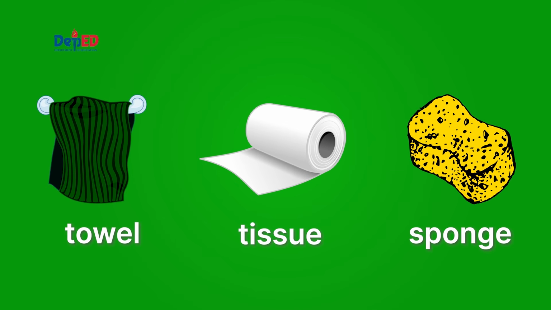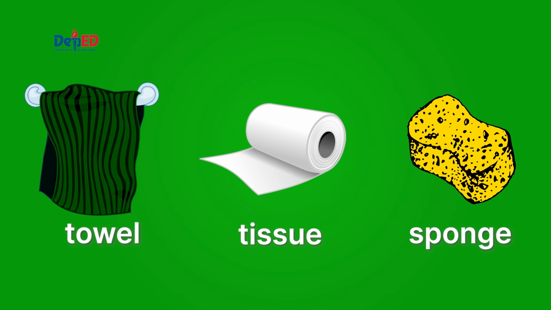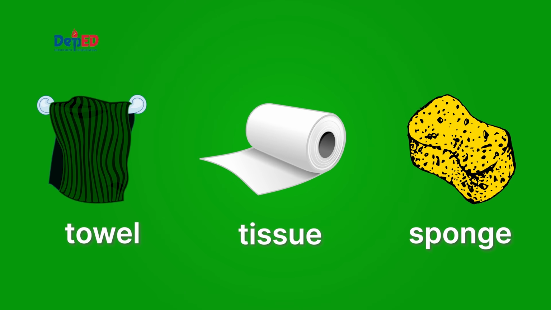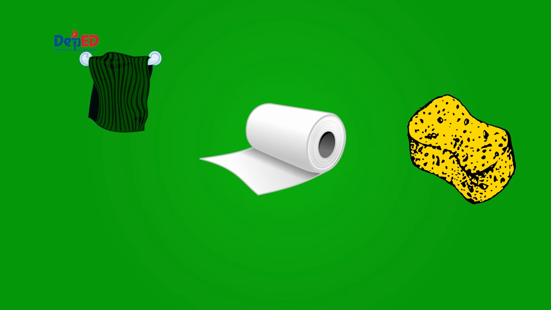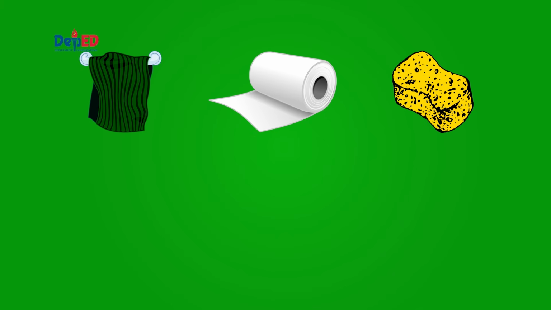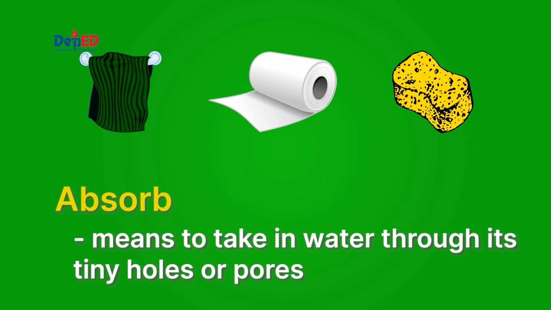Examine the materials in Set A. These materials are commonly found at home and are grouped according to their property. Can you identify the property by which they are grouped and classified? What property do the towel, tissue, and sponge have in common? A towel, tissue, and sponge can absorb water. When you say absorb, it means to take in water through its tiny holes or pores.